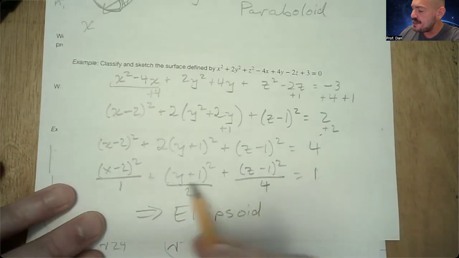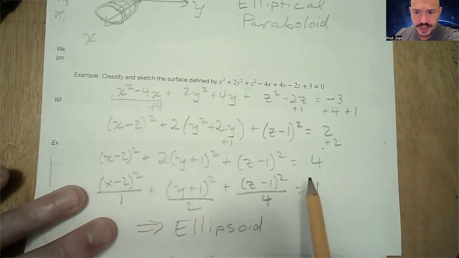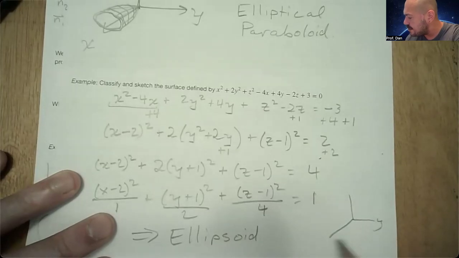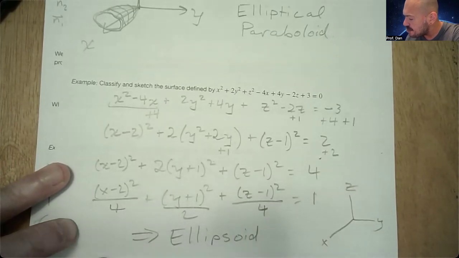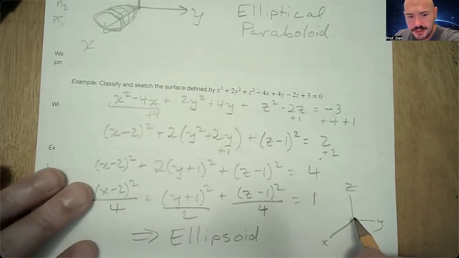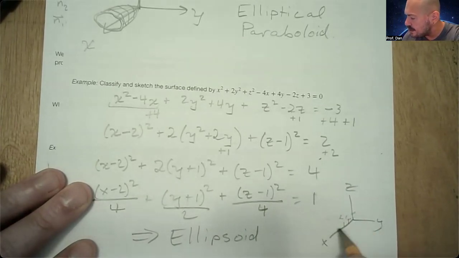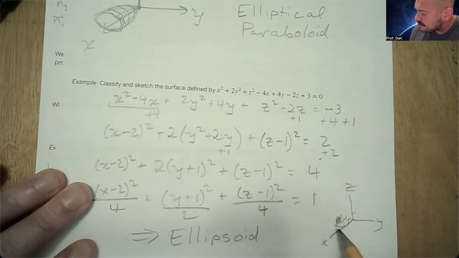And the thing about this ellipsoid is that it's not actually centered at the origin. It's centered at the point 2, -1, 1. So on my three-dimensional plane, x, y, z, we're actually going to go over positive 2 on the x-axis, -1 on the y-axis, and then 1 on the z-axis. So the center of this ellipsoid ends up being somewhere around there, right? So there, and then up 1.